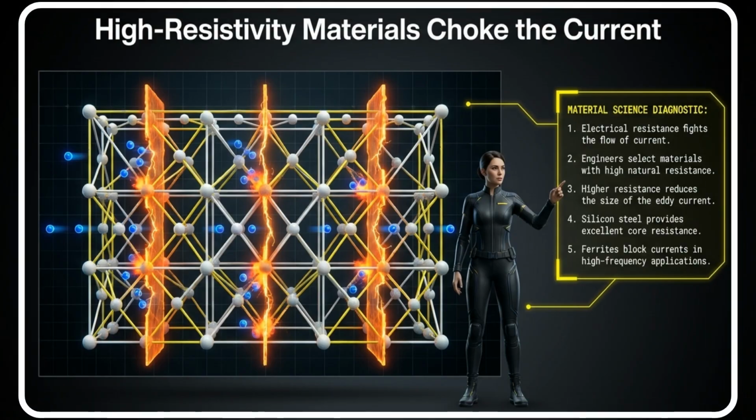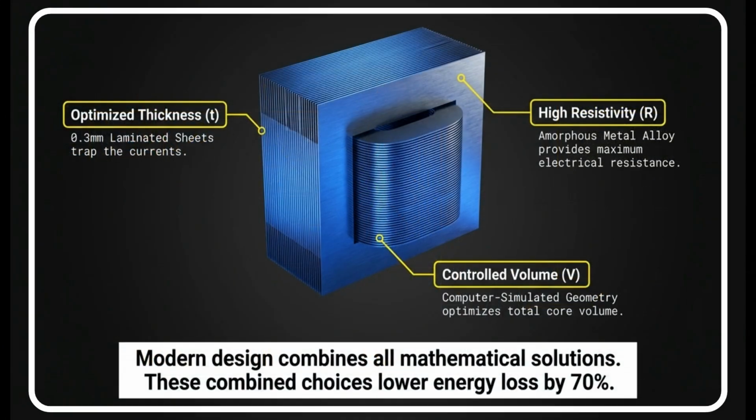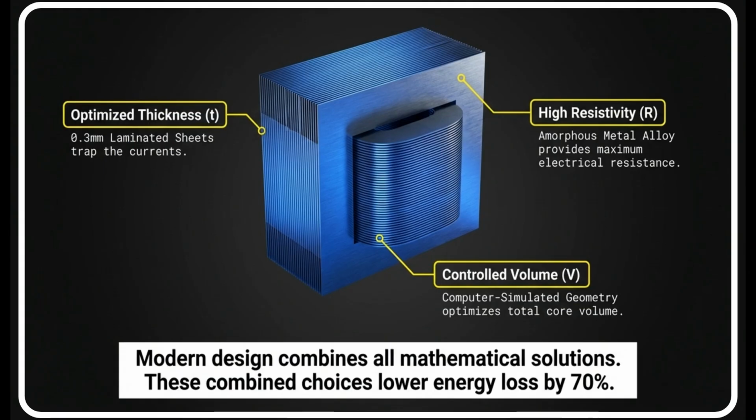Higher resistivity materials choke the current. Electrical resistance fights the flow of current. Engineers select materials like silicon steel or ferrites, which have high natural resistance, to reduce the size of the eddy current. Modern design combines optimized thickness, high resistivity using amorphous metal alloys, and controlled volume through computer-simulated geometry. These combined choices can lower energy loss by 70%.